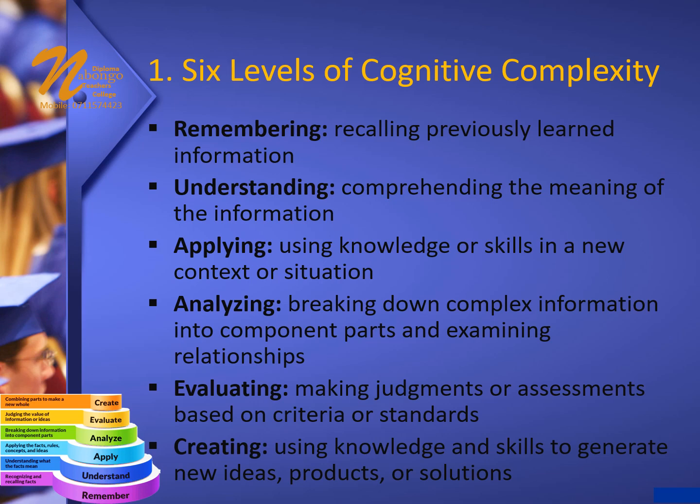Number 5. Evaluating. This level involves making judgments or assessments based on criteria or standards, such as evaluating the quality of an argument or the effectiveness of a solution. Number 6. Creating. This level involves using knowledge and skills to generate new ideas, products, or solutions, such as designing a new product or writing a novel.